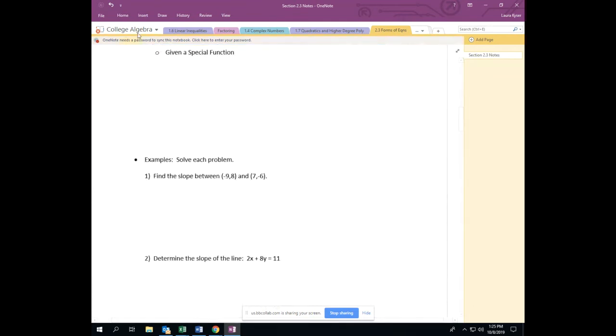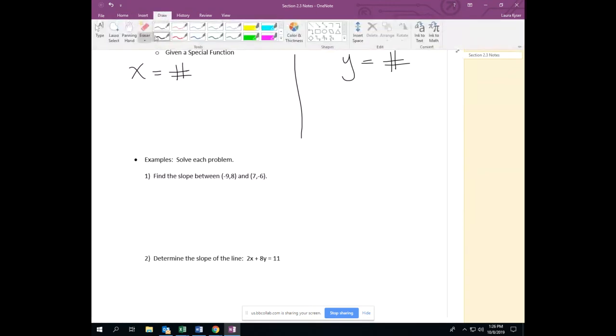Last is given a special function. And again, I'm going to assume that they are discussing very specific special functions: x equals a number and y equals a number. So this is where you have a single variable and a constant in your equation. These are special functions in that they represent very specific types of lines on the coordinate plane.